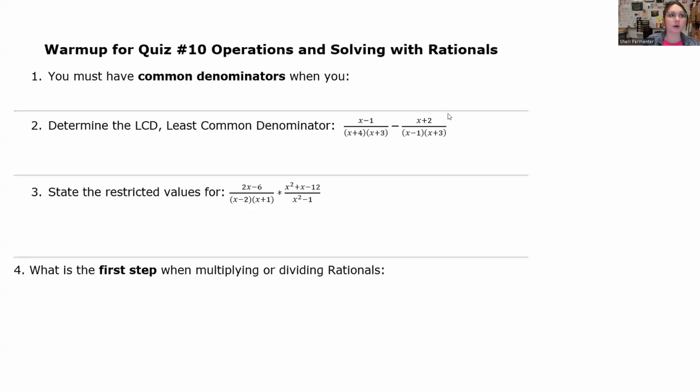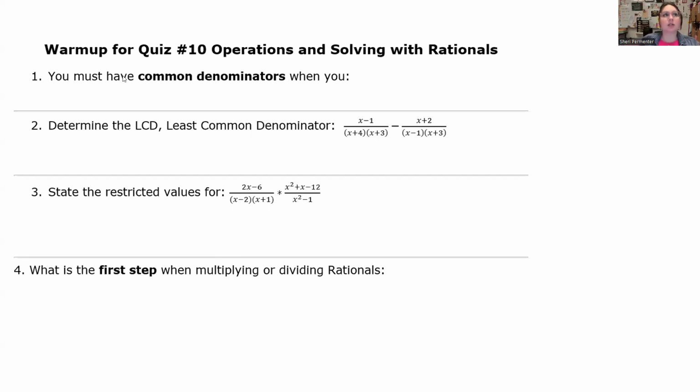Right, so the first question and the fourth question, these are the two questions on your quiz that don't have any solving. It's just a word answer. You're trying to figure out when you need common denominators and what the first step is when multiplying or dividing rationals. So these just have words for answers.